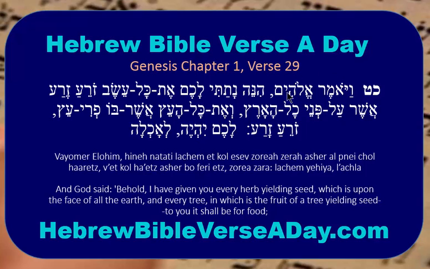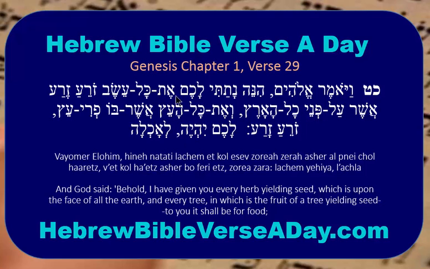We just said Vayomer Elohim, and God said. Hineh. In modern Hebrew, it kind of means here is. It's translated here as behold, which is just good. Natati lachem. Natati is the past tense, first person. So I have given you, or I gave, and lachem is to you. Et kol esef zorea zera asher al pnei chol haaretz.